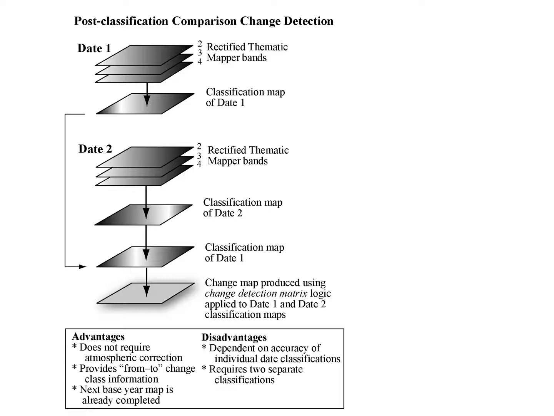So what are the advantages of something like this? It does not require atmospheric correction because we classify the image into basically categories, and we do the same thing on the other one. And once we have those categories, we compare category to category. So it provides from-to change class information, and the next base year map is already complete. So you have the date number 2, and when you want 3, you can go back to it. Now what's the big disadvantage? It is dependent on the accuracy of the individual date classifications, and requires 2 separate classifications. Screw up either one, results are no good.